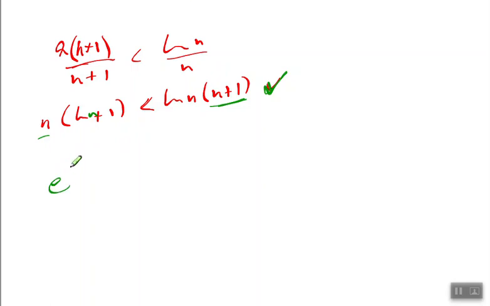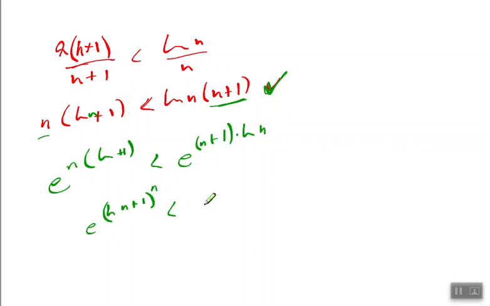And if we actually had e, we have a natural log. So to kind of deal with those, we have e to the power n times the natural log of n plus 1. Is that less than e to the power of n plus 1 times the natural log of n? And I'm doing it this way for a reason. Whenever I have a natural log, that's the same thing as raising it to a power. So I have e to the natural log of n plus 1, raised to the power of n. Is that less than e to the natural log of n, raised to the power of n plus 1?